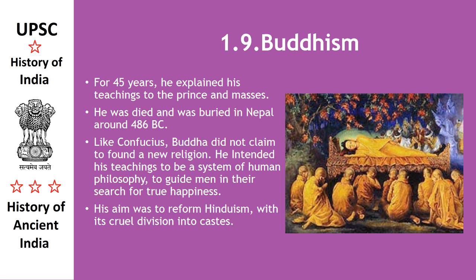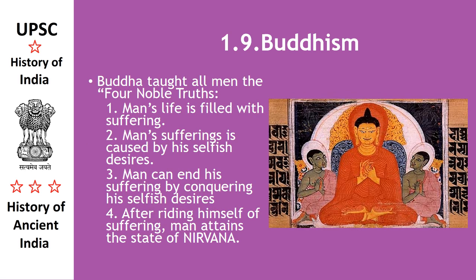Like Confucius, Buddha did not claim to found a new religion. He intended his teachings to be a system of human philosophy, to guide men in their search for true happiness. His aim was to reform Hinduism, with its cruel division into castes. Buddha taught all men the Four Noble Truths.